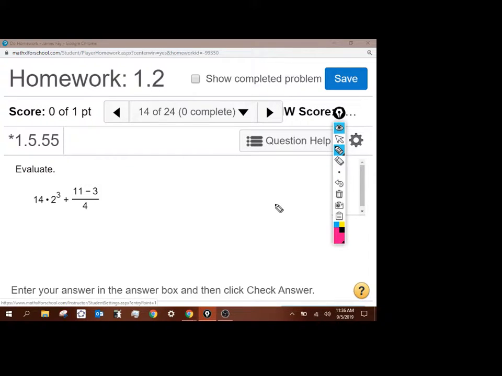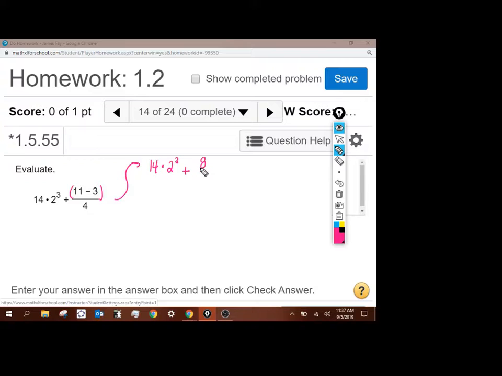Okay. So if I look at that, remember what your division bar does. Your division bar, this thing right here, actually becomes a grouping mechanism, right? Okay? So we do end up with parentheses here. Now we can put parentheses around the 4 on the bottom as well, but there's nothing to do there, right? So I'm going to leave it this way. So it tells me I need to do that work first. Okay, so what's 11 minus 3? 8, right? So it'll be 14 times 2 cubed, okay, plus 8.